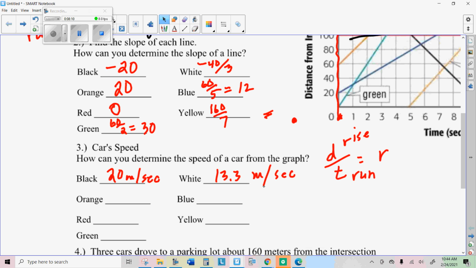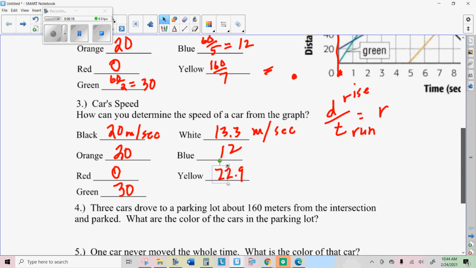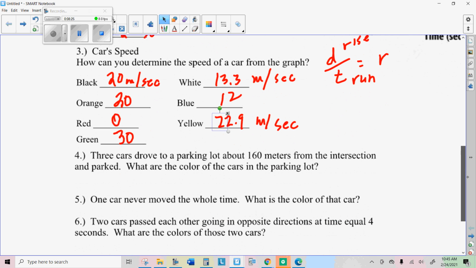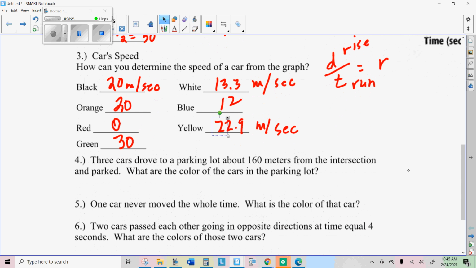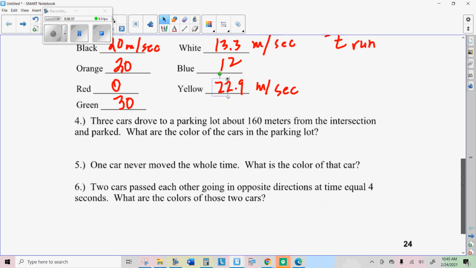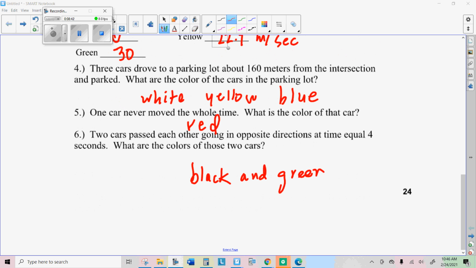Go ahead and write down the speeds for the rest of them. All right, so here's the speeds I got, and all I did to get those is use the slope and divide out those numbers. Remember, that's always meters per second, and those numbers should always be positive, even if the slope is negative. Okay, number 4 says 3 cars drove to a parking lot about 160 meters from the intersection. What color of those cars are there? Go ahead and answer the last 3 questions here, and then you can check back and see if you got them right.